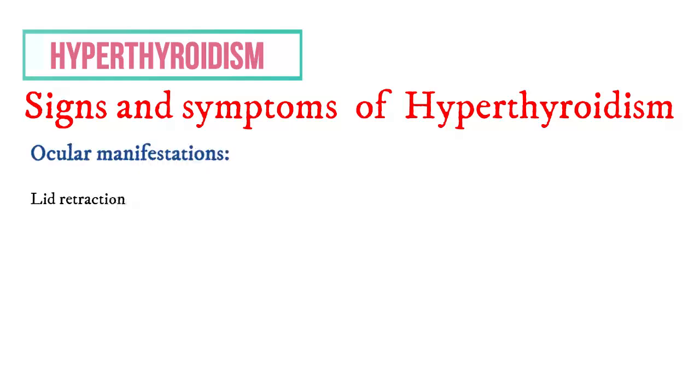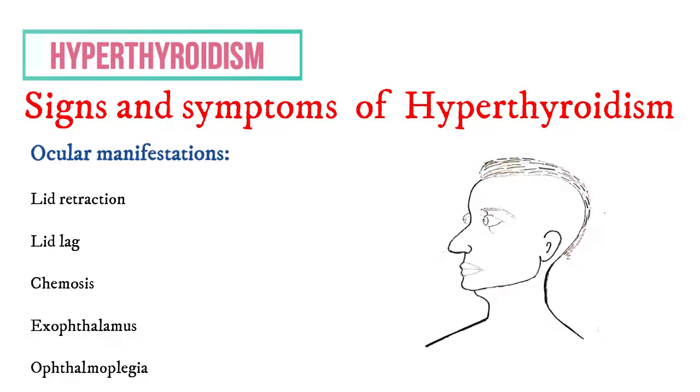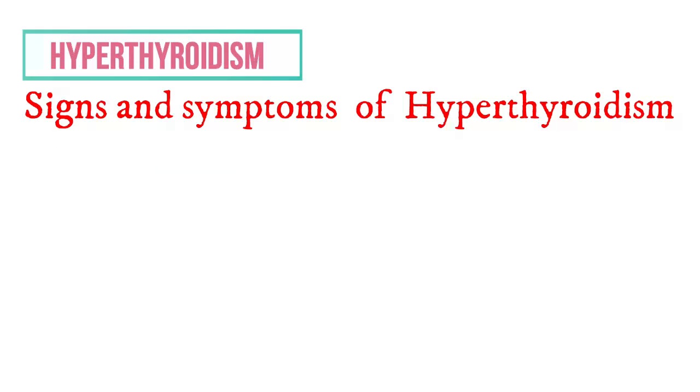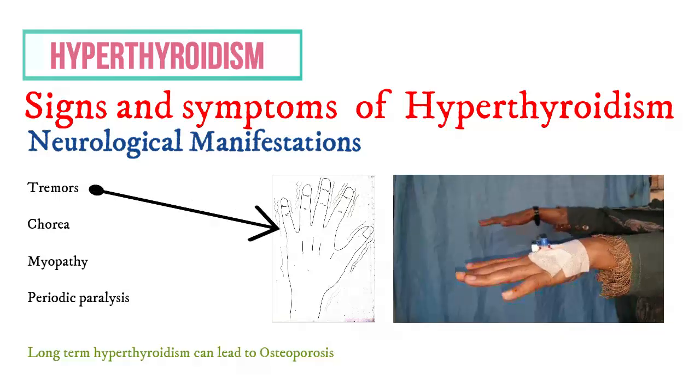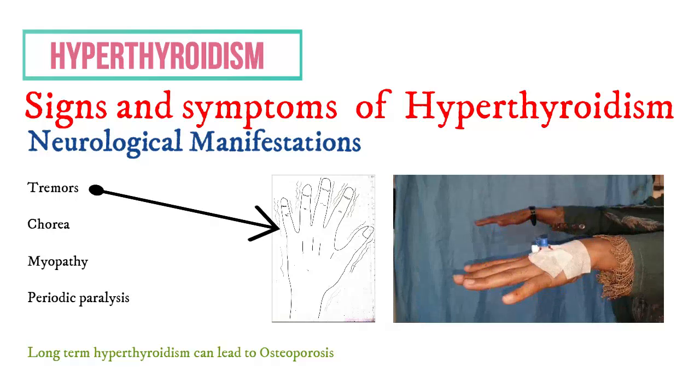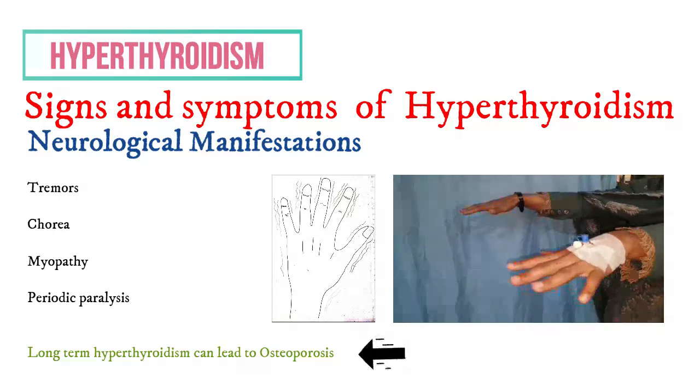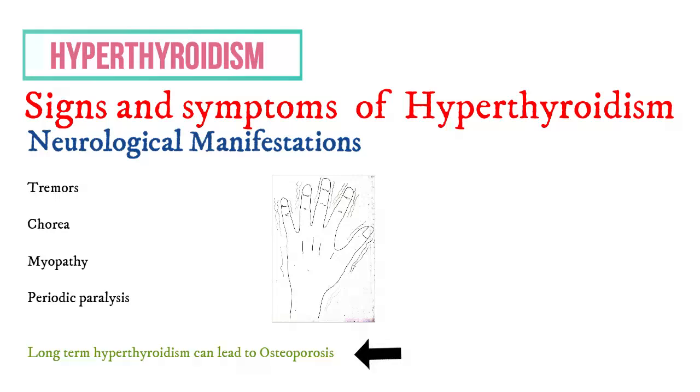Ocular manifestations include lid retraction, lid lag, chemosis, exophthalmos, ophthalmoplegia. Neurological manifestations include tremors, chorea, myopathy, and rarely periodic paralysis. If the disease is untreated, long-term hyperthyroidism can lead to osteoporosis.